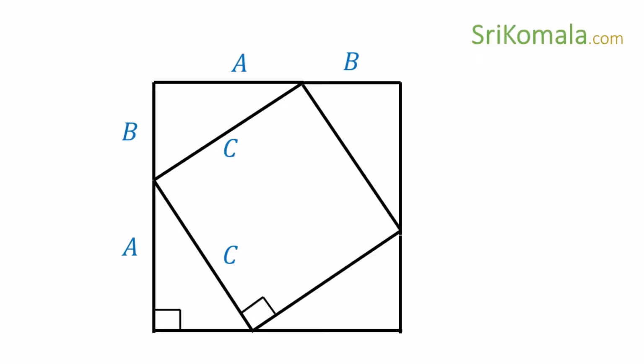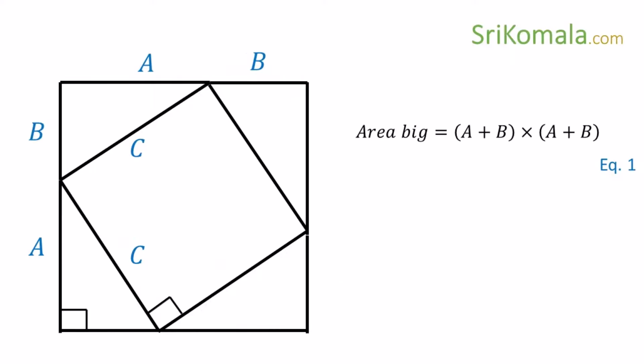As can be understood from the picture, the bigger square consists of 4 equal triangles and 1 smaller square. The length of the sides of this bigger square is A plus B. There are 2 ways to determine the area of the bigger square. The first one is by using the formula of the area of a square. That gives us equation 1.